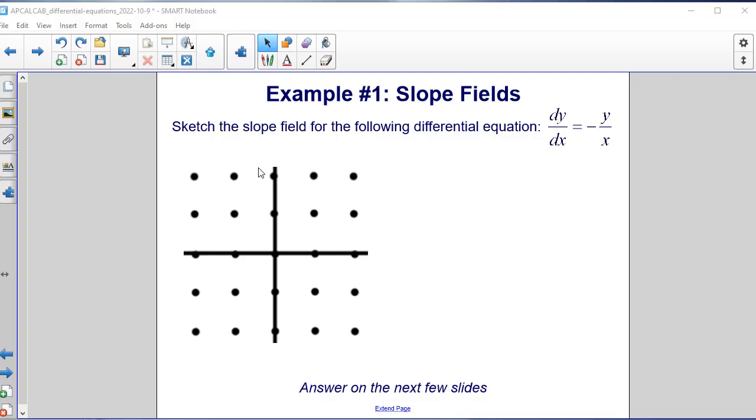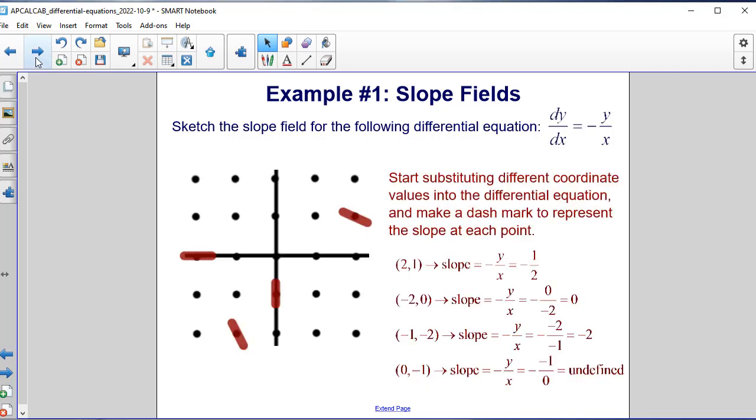Example number 1, slope fields. Sketch the slope field for the following differential equation: dy/dx is equal to negative y over x. What we do is we start by substituting different coordinate values into the differential equation and make a dash mark to represent the slope at each point.